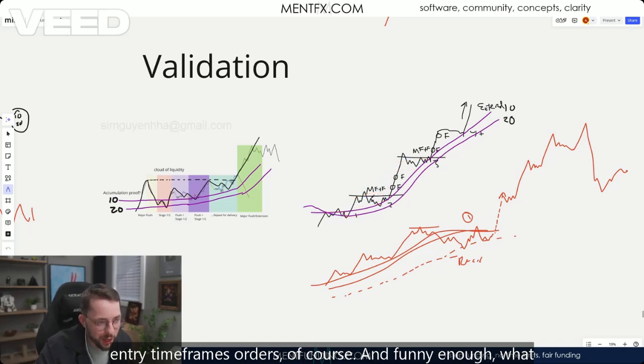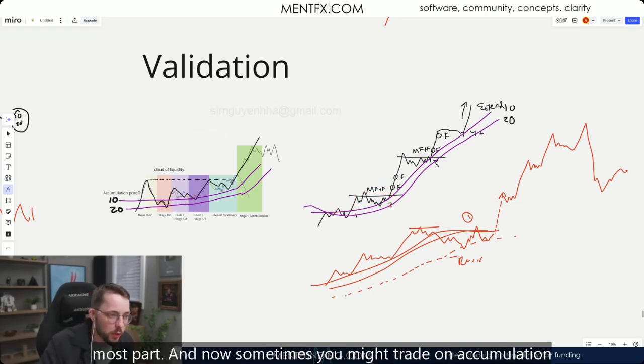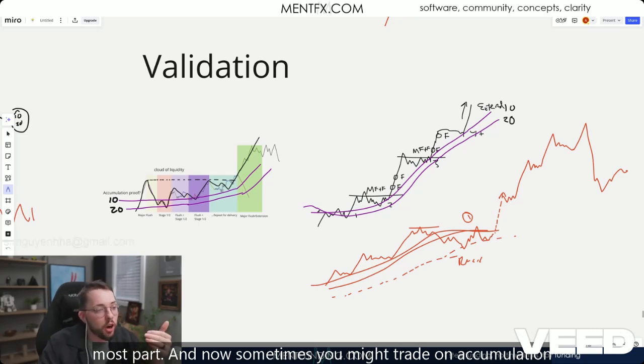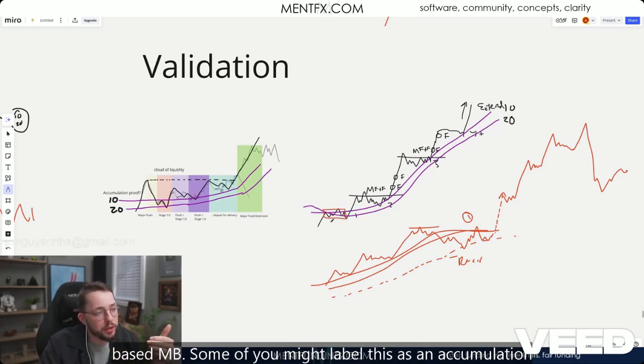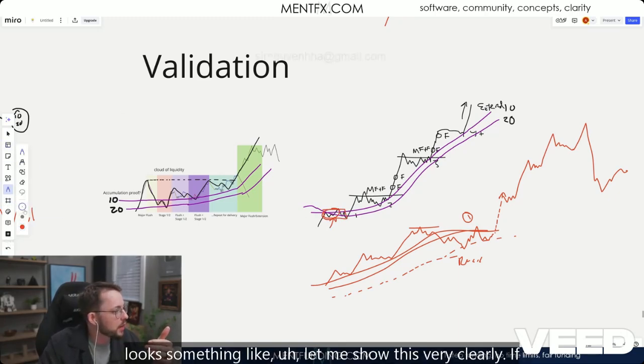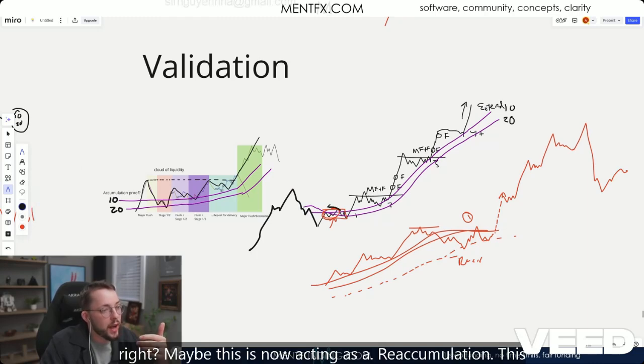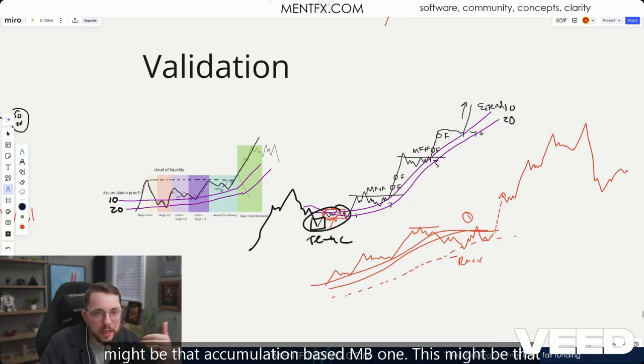And funny enough, what we see is momentum-based MBs were basically, for the most part, and now sometimes you might trade on an accumulation-based MB. Some of you might label this as an accumulation-based MB based on where it's coming from, or if the move looked something like, let me show this very clearly. If the move prior looked something maybe like this, right? Maybe this is now acting as a reaccumulation.